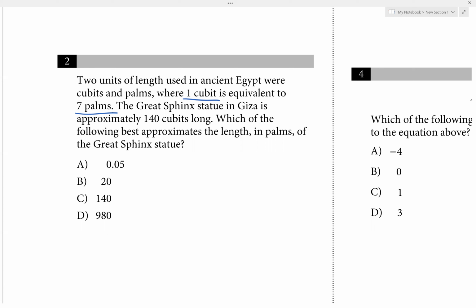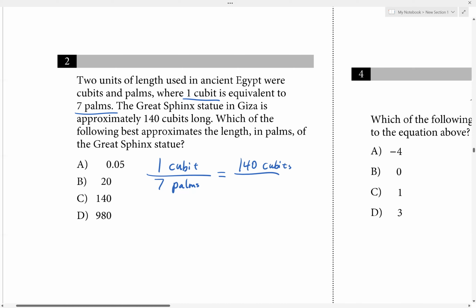So we could just go ahead and set up a proportion, right? We know 1 cubit is equivalent to 7 palms. Right? 1 cubit equals 7 palms. So you can say this is equal to, on this side, we know the statue is 140 cubits. Right? I'm just including units here so that we will see how we line things up. And we want to know how many palms this is. So we'll say this is X palms. Right? That's what we're trying to solve.